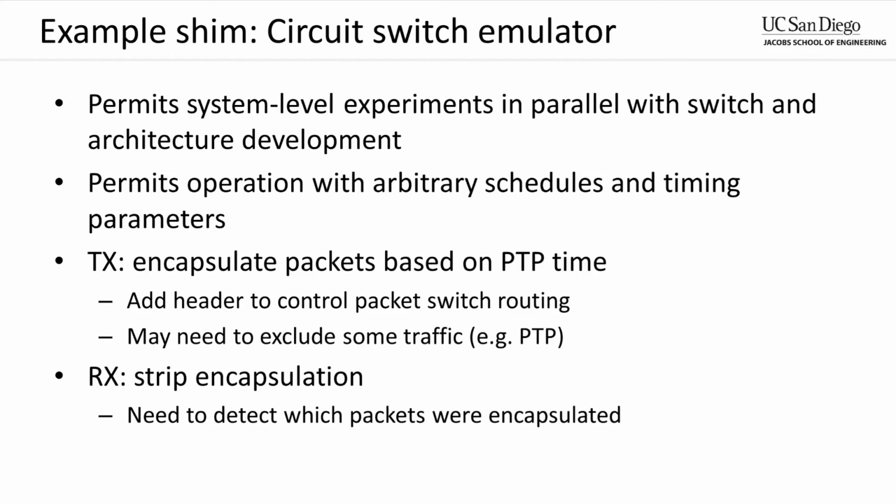The circuit emulator shim works by encapsulating packets with an additional set of headers based on the arrival time of each packet. The packet switch then routes the packets according to this new set of headers. The headers must be removed on the receive path to restore the original packet. One minor complication is the need to share the link to the packet switch with control traffic such as PTP.